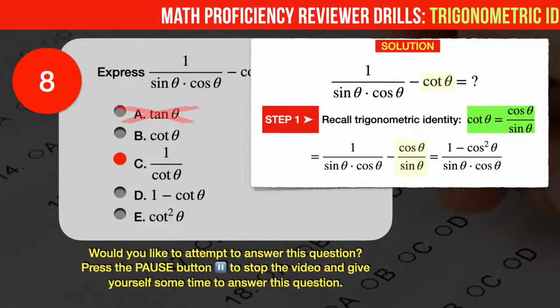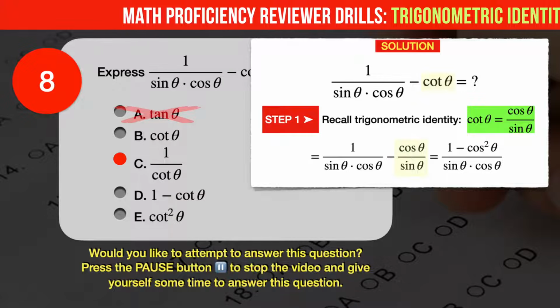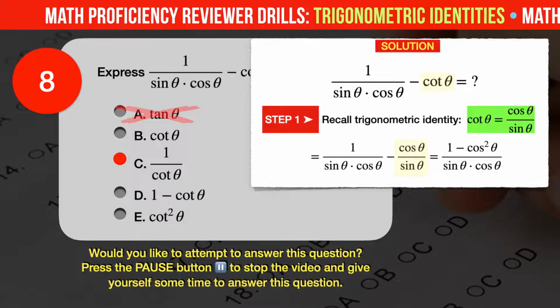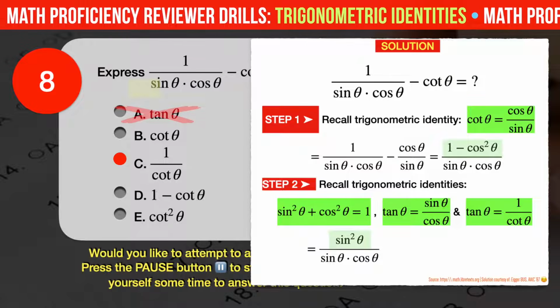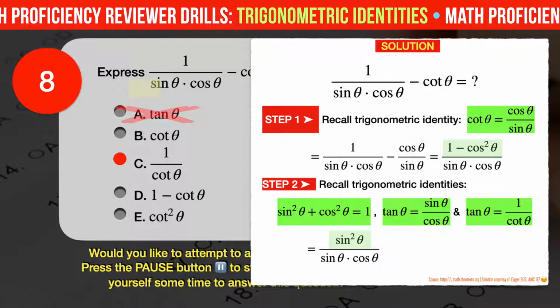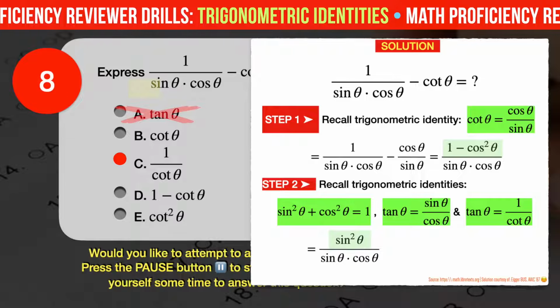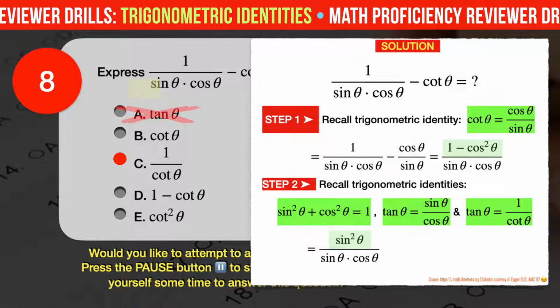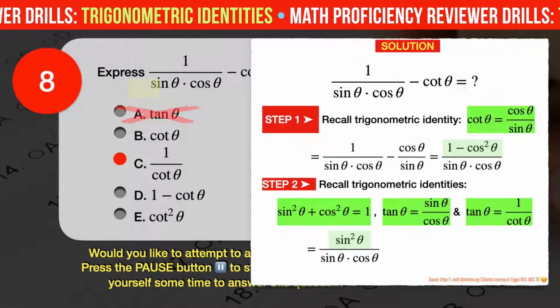Let's substitute this in the second term as shown. We can then express the two terms in terms of their least common denominator as shown. But from our Pythagorean trigonometric identities we know that 1 minus cosine squared theta is equal to sine squared theta. Let's substitute this into the numerator.